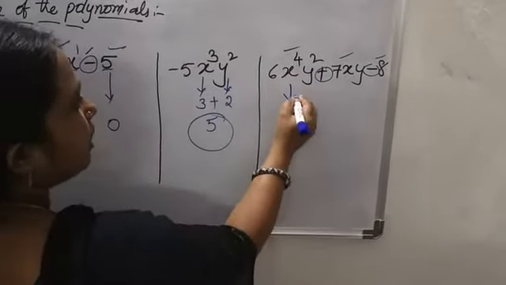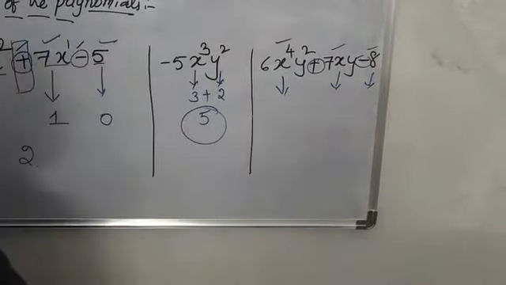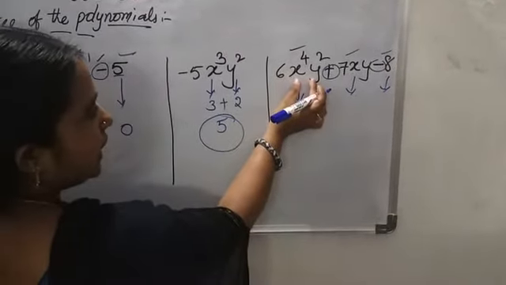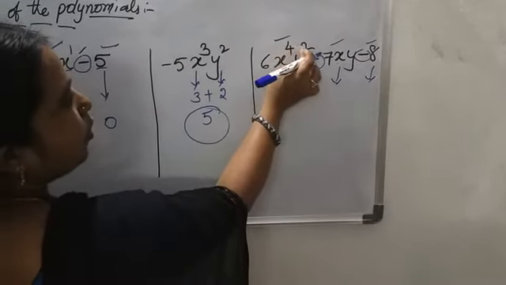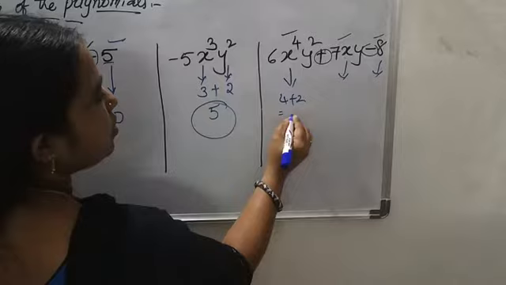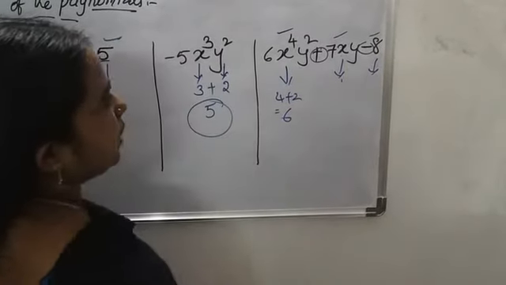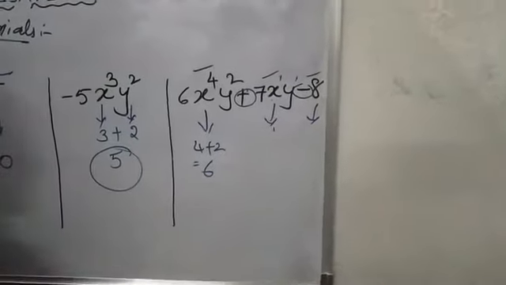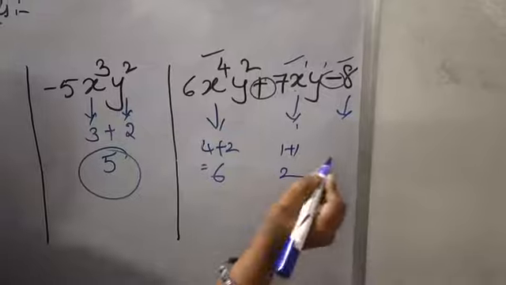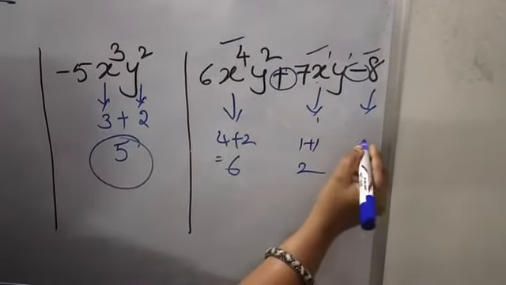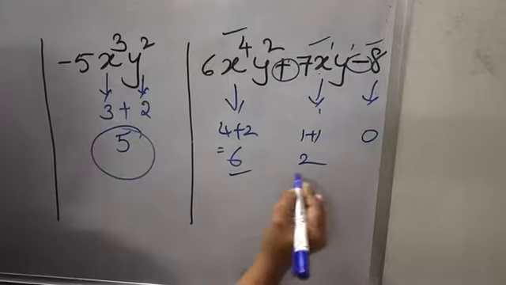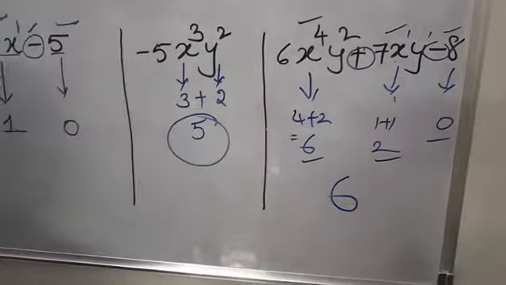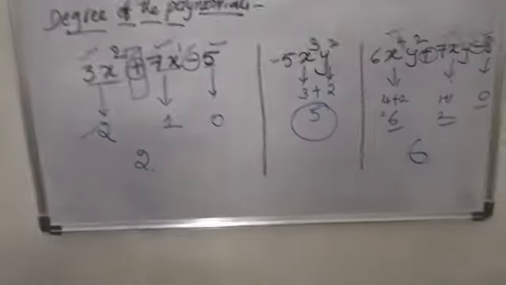Now coming to here, in total we have 3 terms. What is the degree of the first term? For the degree, first of all we identify the variables, take the powers, and do the sum. 4 and 2. 4 plus 2 is equal to 6. Now the second one, two variables x and y. What are the powers here? x is 1, and y is also 1. Do the addition, 1 plus 1 is equal to 2. Here there is no variable. No variable means we take the value as 0. What is the highest degree here? 6. So the degree of 6 x power 4 y square plus 7xy minus 8 is 6.